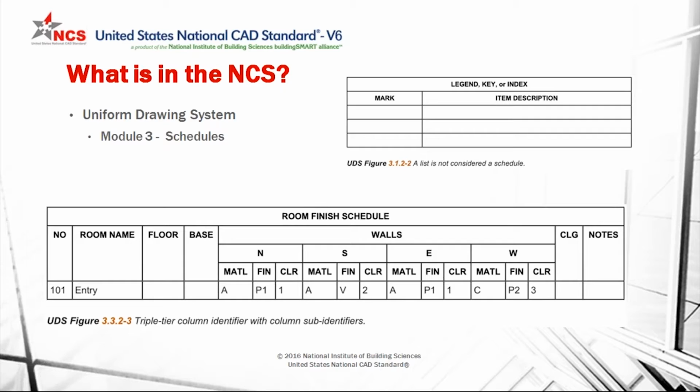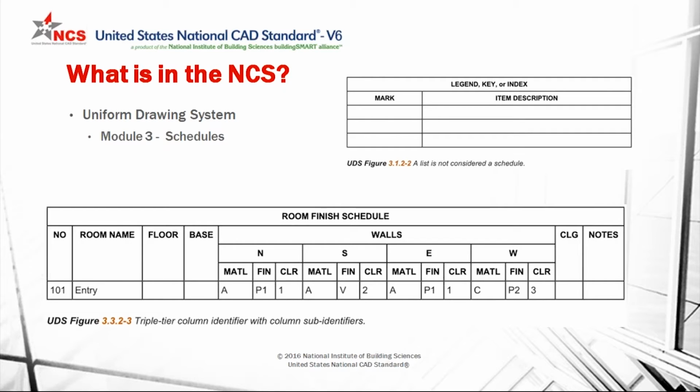Module 3 outlines schedules and their purposes. It defines what makes up a schedule and then proceeds to establish rules for each part of the schedule: lines, headings, columns, rows. This is also the place where you'll find information on how to build legends, keys, and indexes to support your schedules.